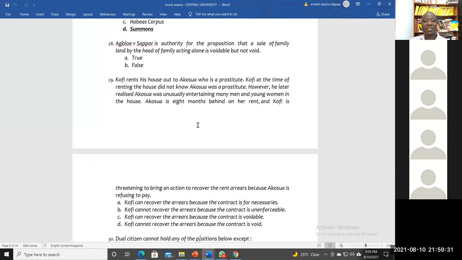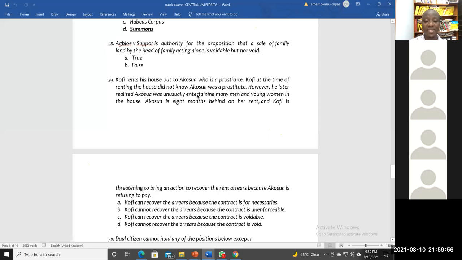So we have this scenario, and of course, this scenario should right away tell you that we are dealing with the area of law, which is contract, particularly illegality and public policy. And the issue is whether such a contract is enforceable or not. So let's look at the scenarios.